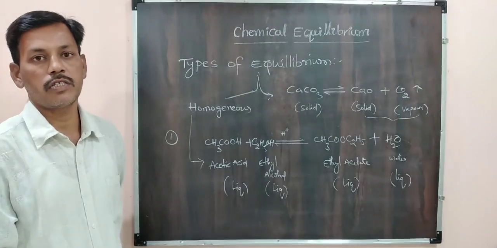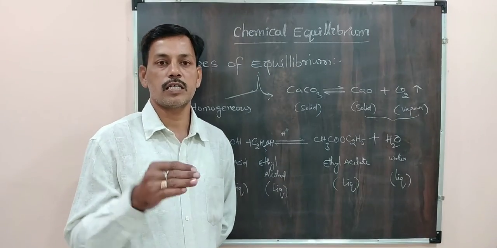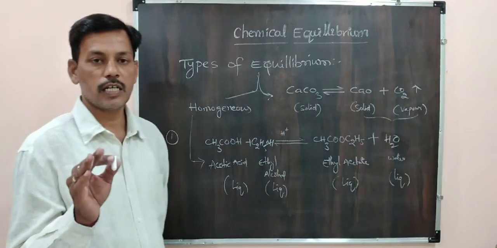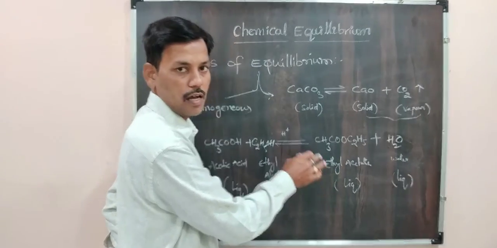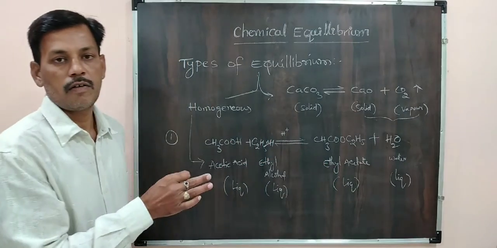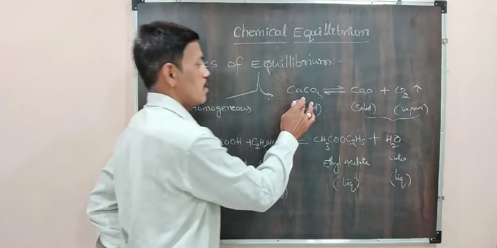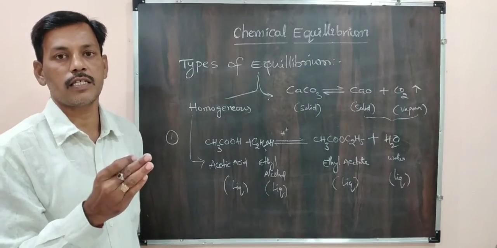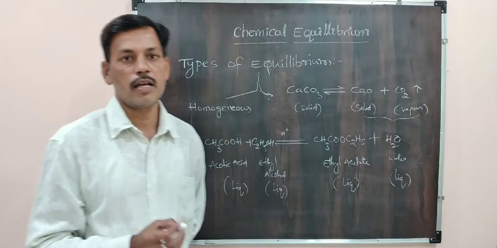So we have two types of equilibrium: homogeneous equilibrium and heterogeneous equilibrium. In homogeneous equilibrium, reactants and products are in the same phase. In heterogeneous equilibrium, the reactants and products are in different phases. The phase may be solid, liquid or gaseous.